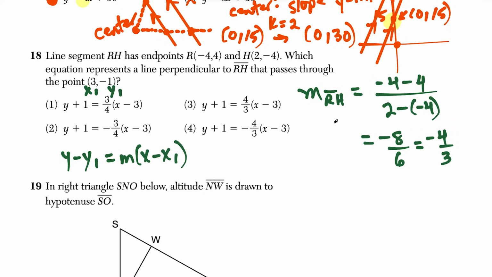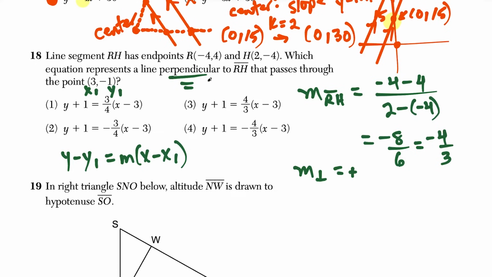But one thing that you have to know is that when you're looking for a line that is perpendicular to your original line, the slopes are opposite reciprocals. Okay, so when you're looking for the perpendicular line, the slope that you're going to use is going to be the opposite reciprocal. So here, if we have a negative slope, we're going to change it to positive, and we're going to flip the numerator and denominator.